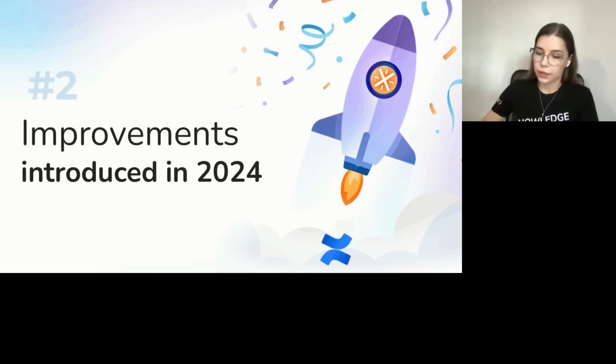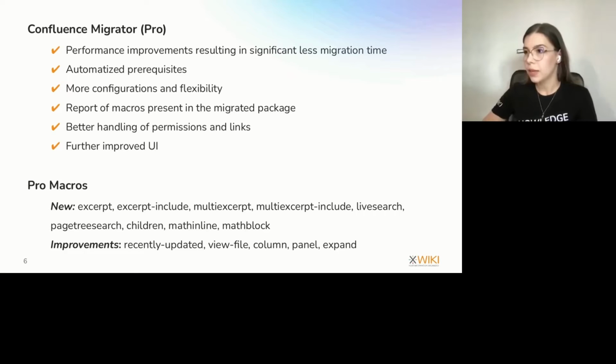So as mentioned in the beginning, I will now present the improvements that we introduced this year compared to the state of the migrator from autumn last year. We didn't really take any sort of break when it comes to Confluence migrations. Since Confluence announced their change in strategy, we did receive more requests than before to migrate from Confluence to XWiki.